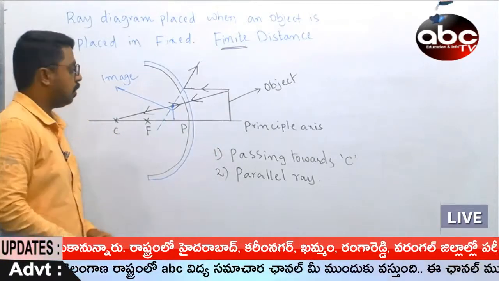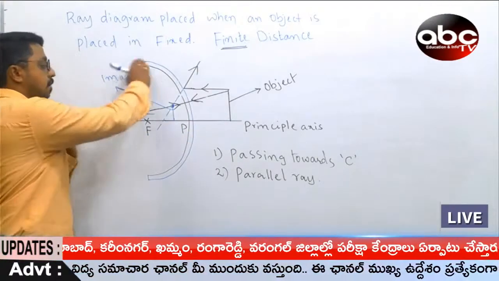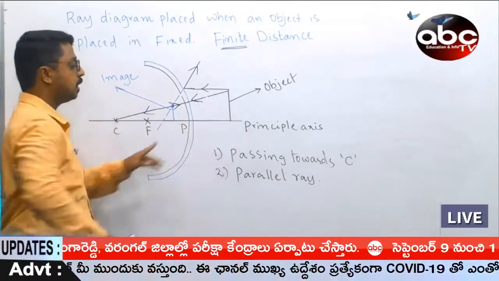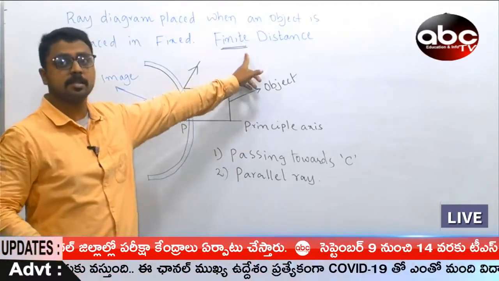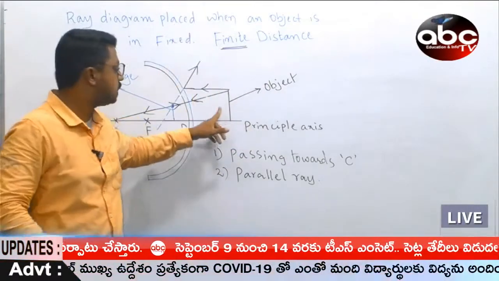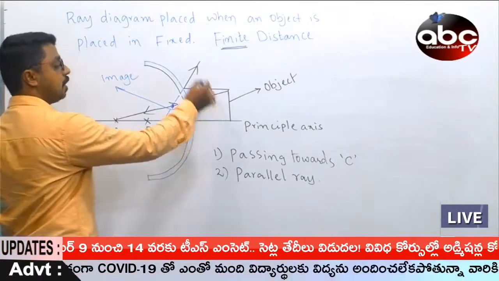Point number one, do not get confused. I just would like to recall this one. Here I have taken a convex mirror and placed an object at a fixed distance, that is, a finite distance. I do not say that the object is somewhere, I do not know. It is exactly at this particular point, and at this time I am able to take two rays.